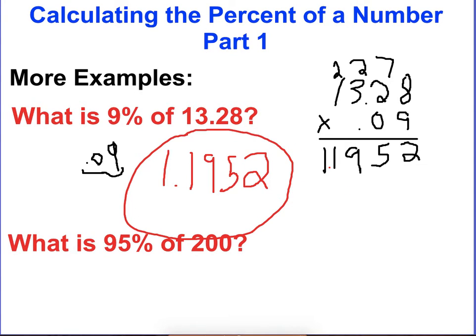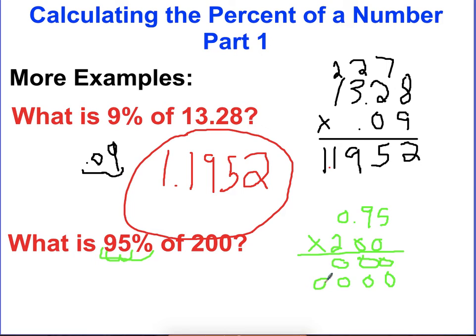Our last example for right now, 95% of 200. Move my decimal 2 spaces to the left. So I'm going to have 0.95 times 200. And then work that out. 0 times 5 is 0. 0 times 9 is 0. 0 times 0 is 0. Go to my tens place, I start with a 0, and then I multiply the next one. 0 times 5, 0 times 9, 0 times 0.